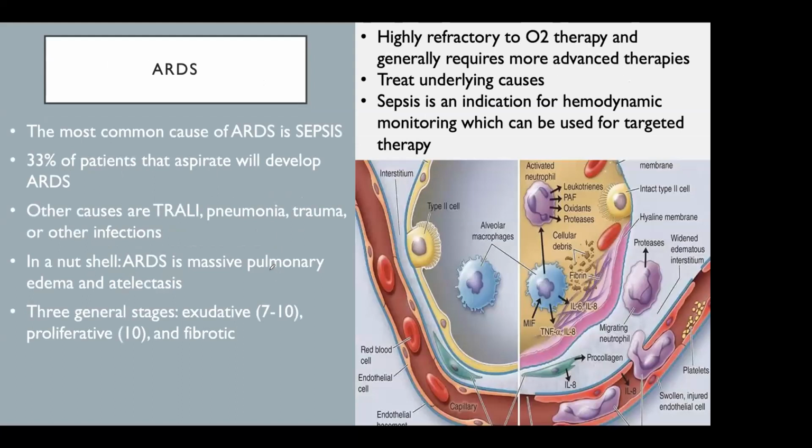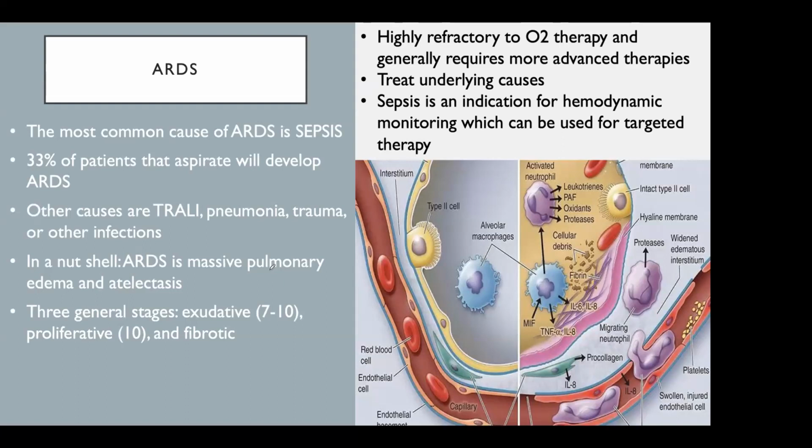ARDS. So acute respiratory distress syndrome, right? Most common cause of ARDS is sepsis, hands down. 33% of patients that aspirate will develop ARDS. A lot of them do also develop sepsis. Other causes of ARDS are transfusion-related acute lung injury, pneumonia, trauma, or other infections, noxious inhalation of gases or fumes, anything that's really just going to acutely damage the lung, right?